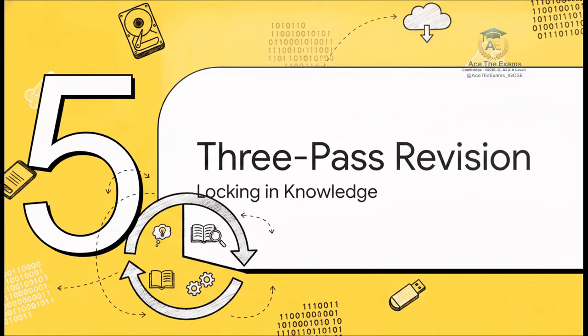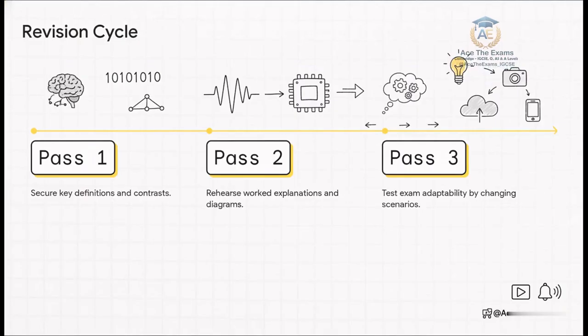Finally, Section 5, the 3-pass revision cycle. How do we lock this knowledge in for real-world transfer? This layered timeline ensures you move away from basic definitions and up to highly adaptable applied reasoning, which is exactly what the Cambridge IGCSE demands. Let's review the final system. There are 3 unbreakable rules that guarantee top marks if you follow them.